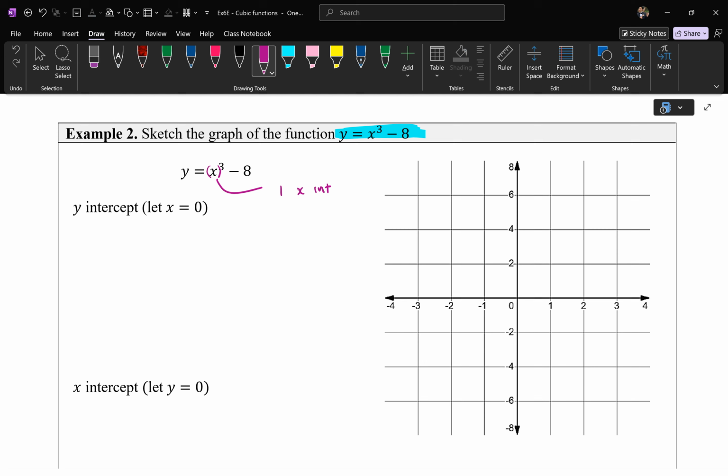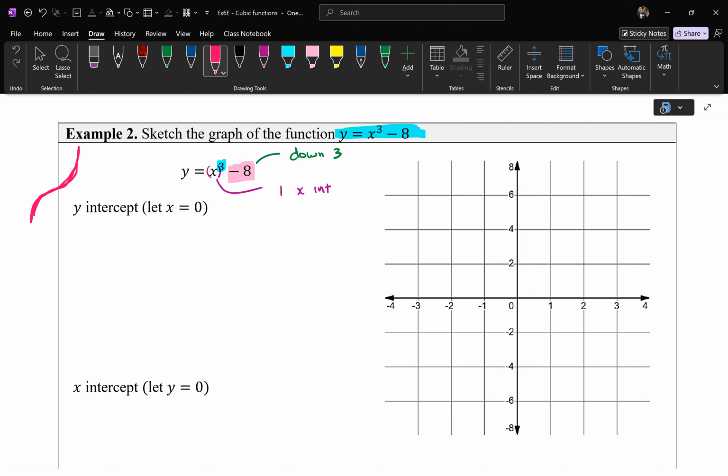Now let's read it. What's a minus 8 do? Anyone? What's minus 8 do? Down by 8. Exactly what you've been doing. Exercise 3D from memory. 3D from chapter 3. So down by 8. But you can see again, this is a cubic, has a cube. So I know the shape must again look something like this.